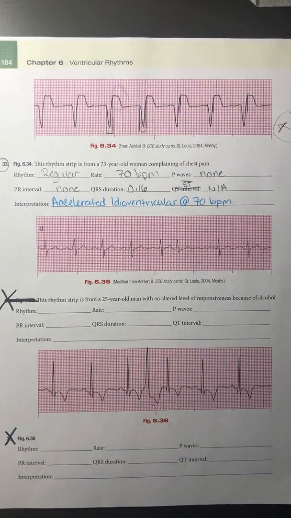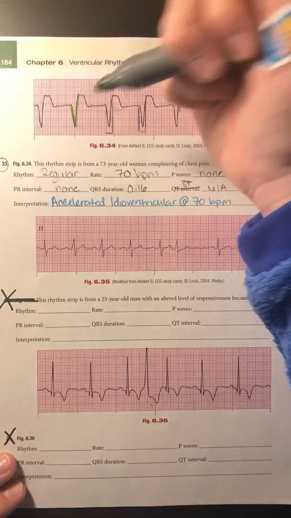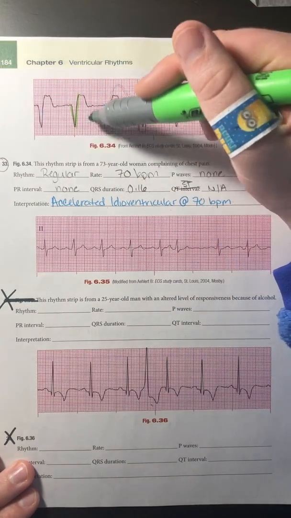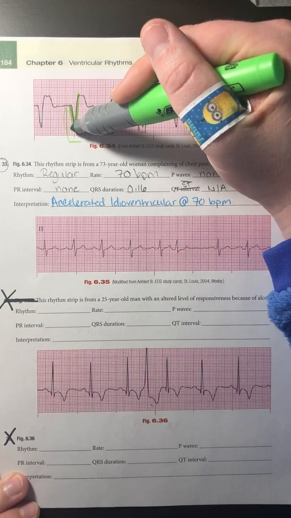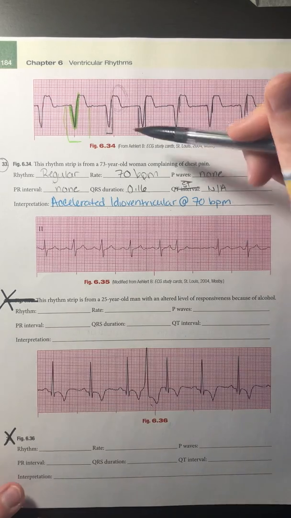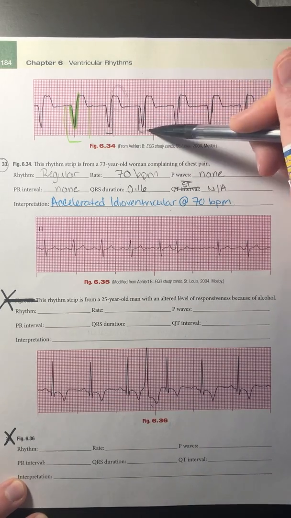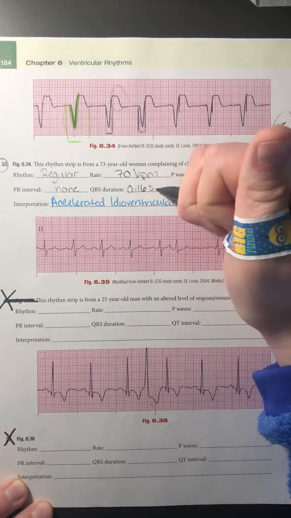So I did measure this out. The QRS I will highlight. It's not the whole complex. A lot of people want to measure from here to here, okay, but it's just this QRS. I have my Q, my R, and my S. So I measured some out here, and I got 4 blocks long, which gave me that 0.16 seconds.